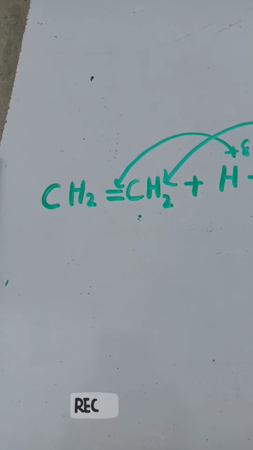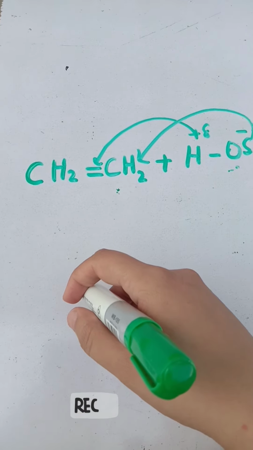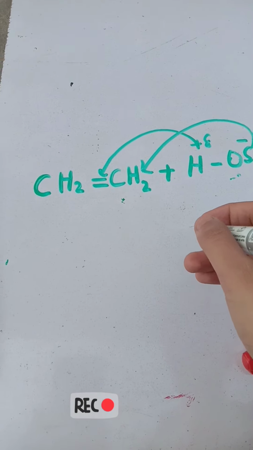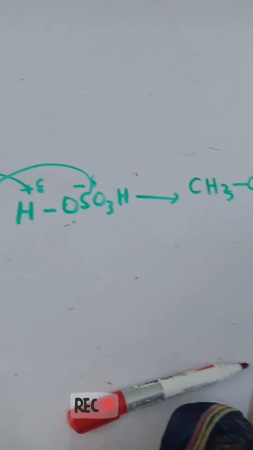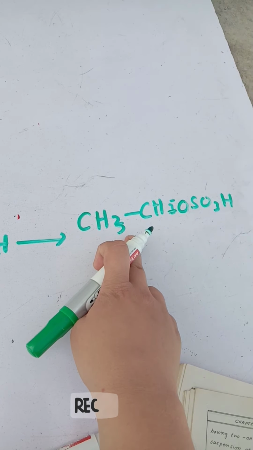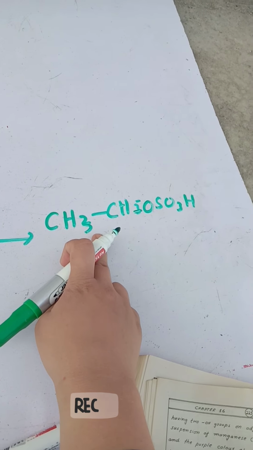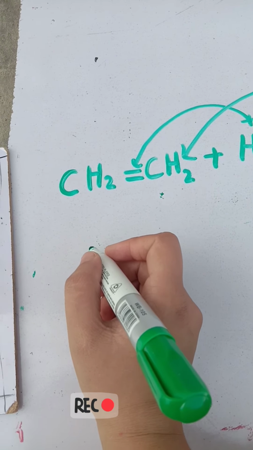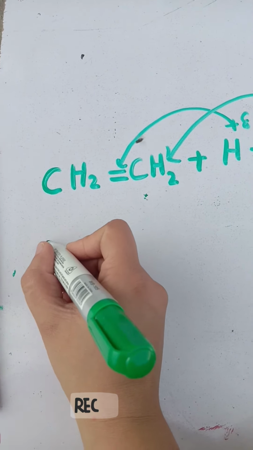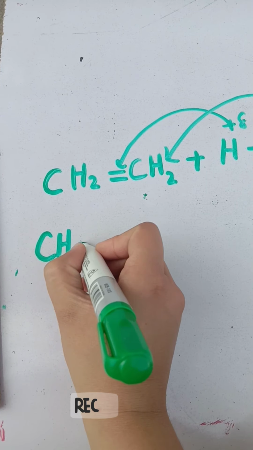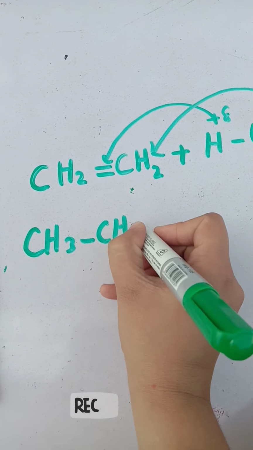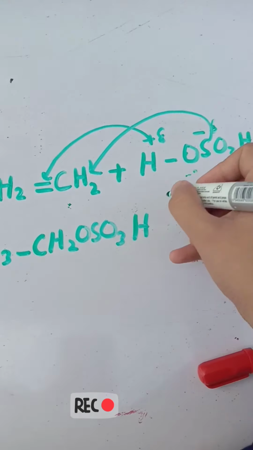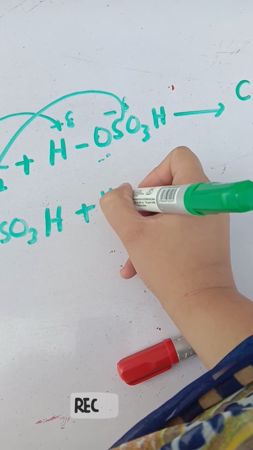As you know that this is hydration, so HOH or H2O, the water molecule, takes part in the reaction. So how will the water molecule add? I'll again take this CH3CH2OSO3H compound, and HOH or H2O will take part in the reaction.